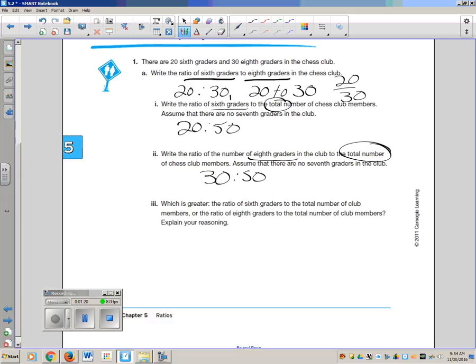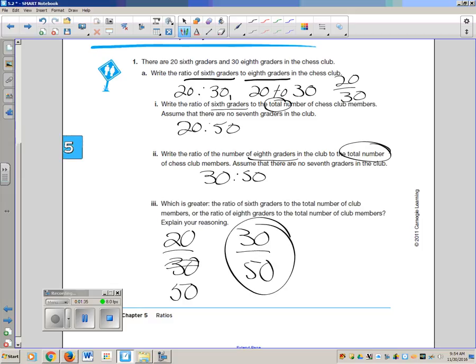Which is greater, the ratio of 6th graders to the total number or the ratio of 8th graders? So 20 to 30, wrong. 20 to 50 or 30 to 50. Obviously 30 is greater than 20. Easy enough.